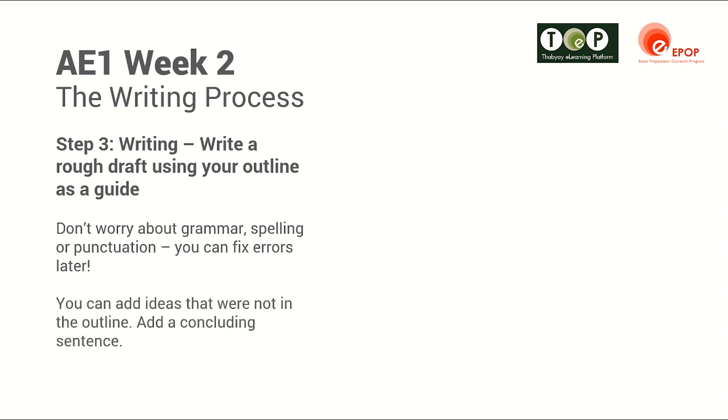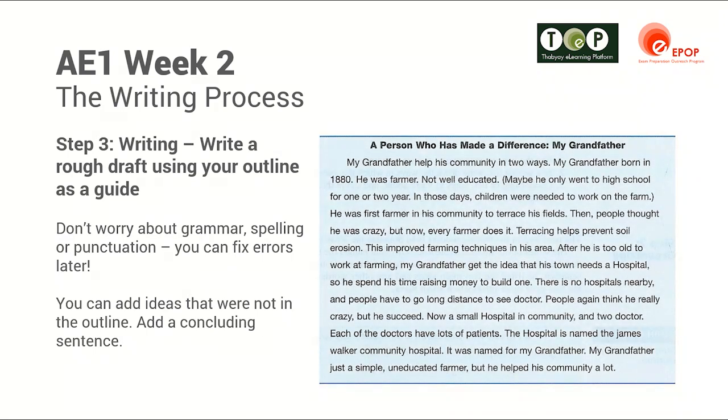You can, of course, add ideas that you didn't have in the outline. As you write, you may need to think of new things, new ideas, and of course, yes, you can add those. And then at the end of your paragraph, you need to add a concluding sentence. So here on the right-hand side, you can see the example from the book of the rough draft that the writer has created. And if you take time to read it in detail, you'll notice that there are grammar and spelling and punctuation errors. No problem at this stage.